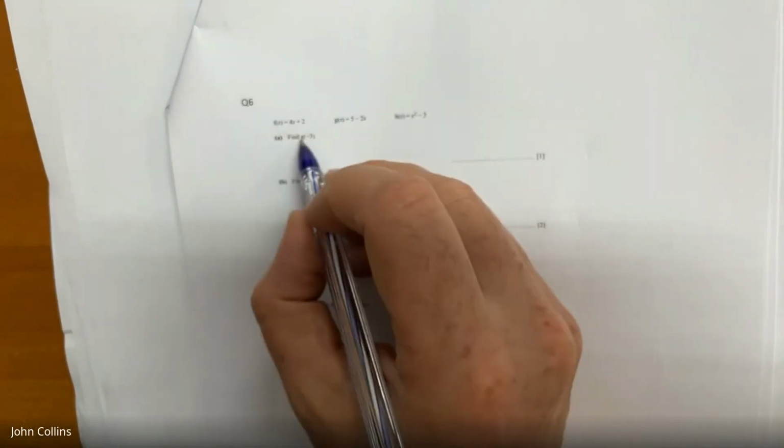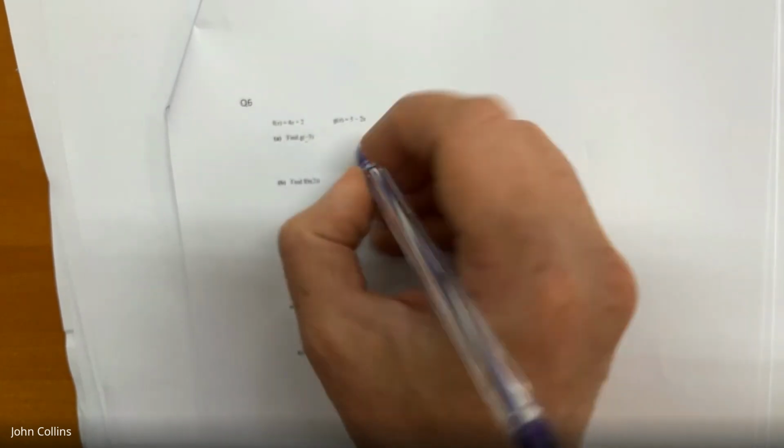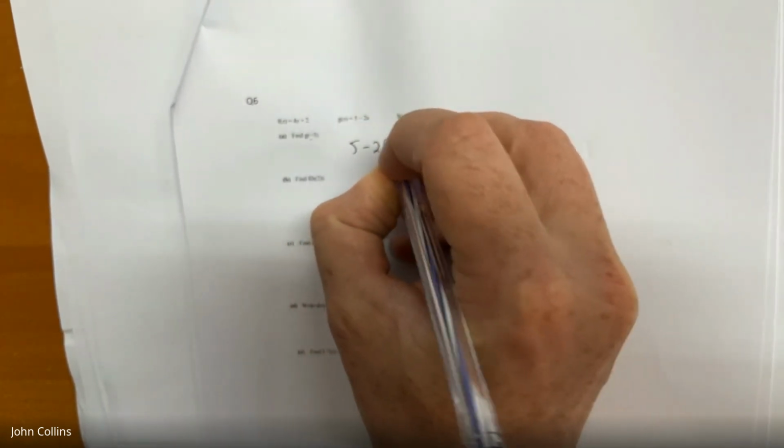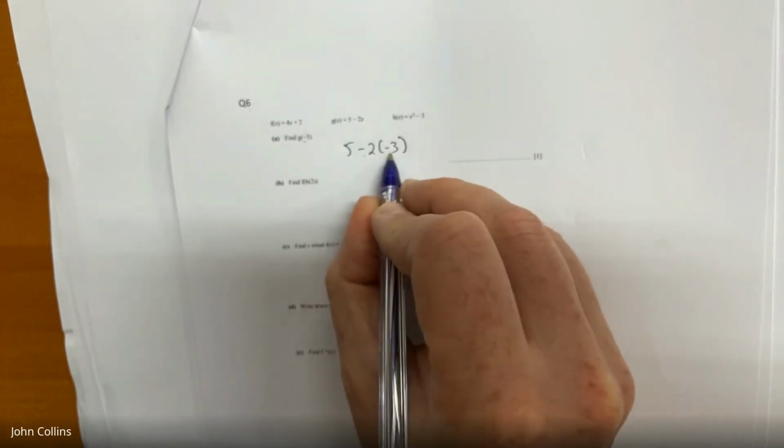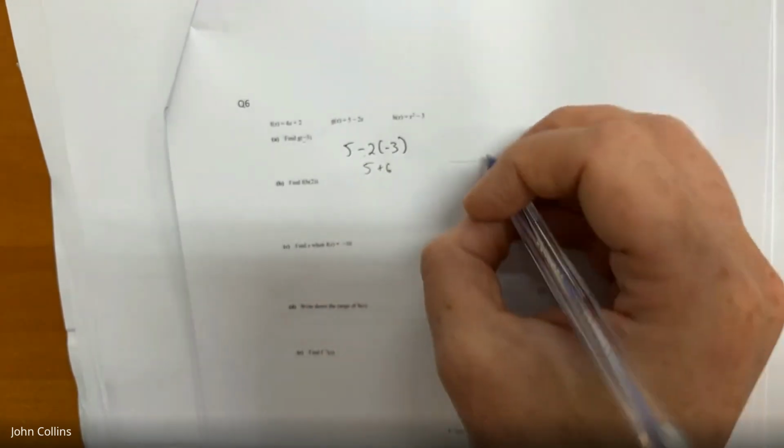Okay, moving along, question 6. Very small type, sorry. We sub in minus 3 into this, we get 5. So you double minus here makes it positive, so that's 5 plus 6, which the answer is 11.